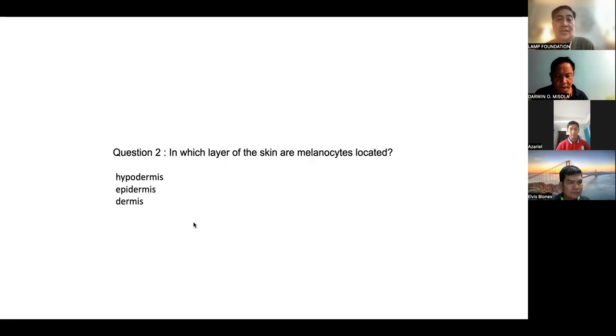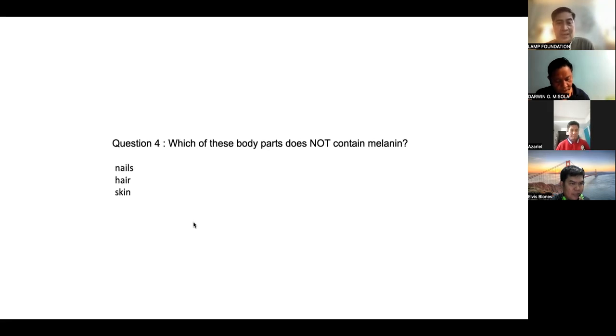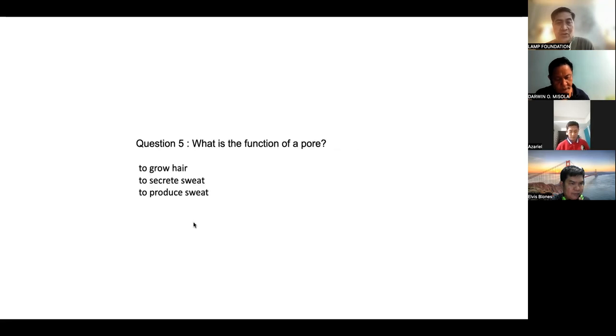Epidermis. In which layer of the skin are melanocytes located? Epidermis. What is the function of an adipocyte? For fat storage. Which of these body parts does not contain melanin? Nails. What is the function of a pore? To secrete sweat.